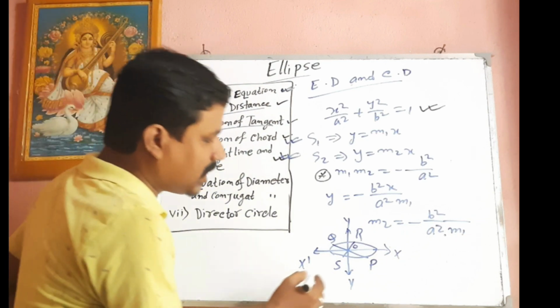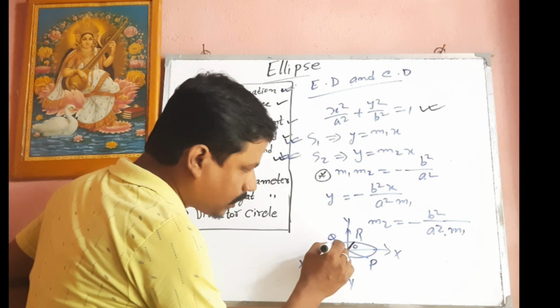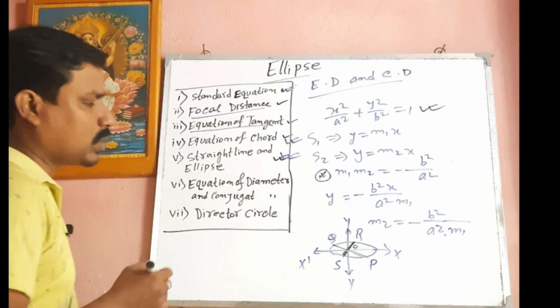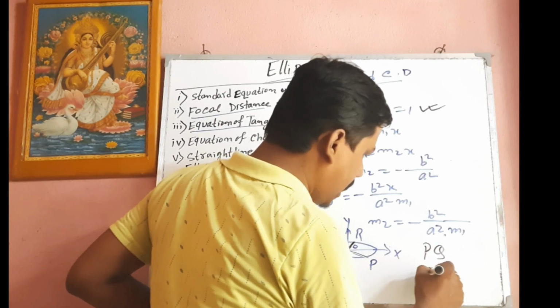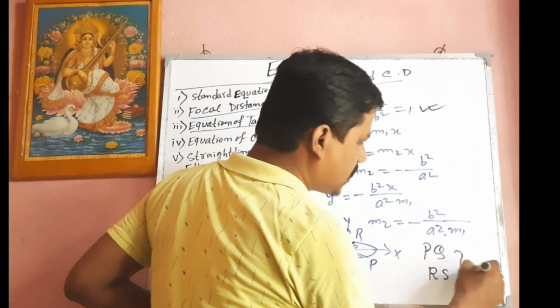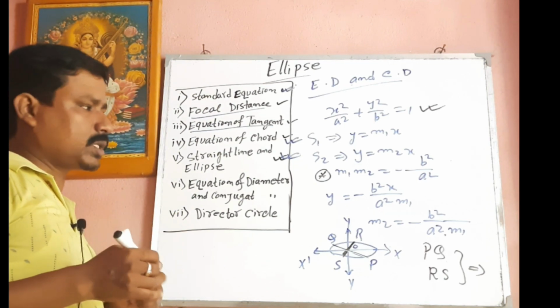So this is the conjugate diameter, and according to this picture we can say these two are the conjugate diameters, that is PQ and RS are the conjugate diameters of the given standard ellipse.